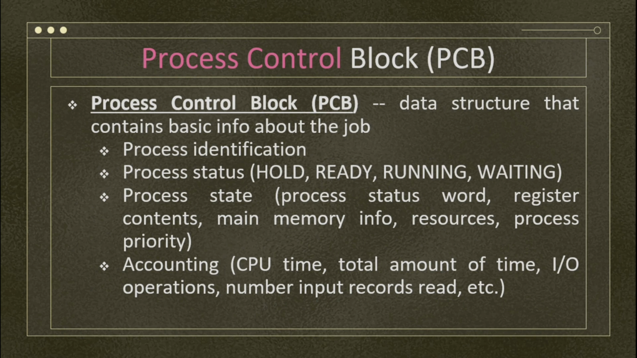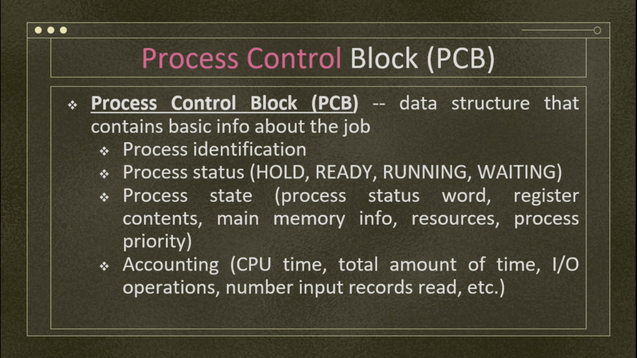Hold is a state where a process is temporarily suspended or put on hold. Ready. In the ready state, a process is waiting to be assigned to a CPU for execution. Running. When a process is in the running state, it is currently being executed by the CPU. And the last is waiting. The waiting state indicates that a process is waiting for an event or resource to become available.